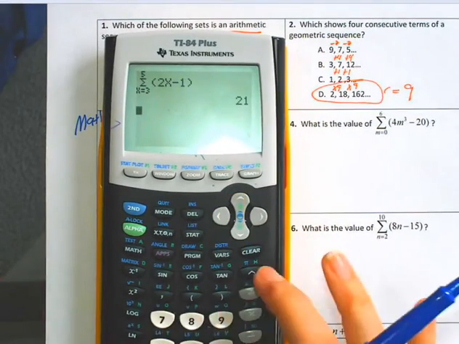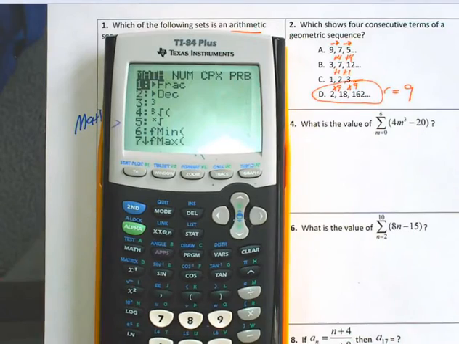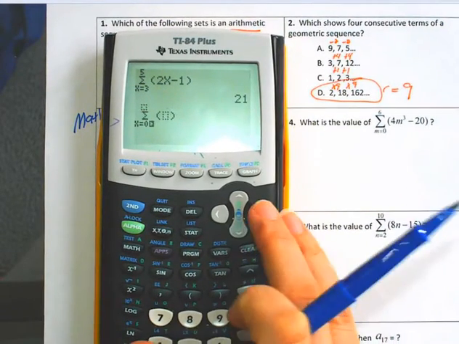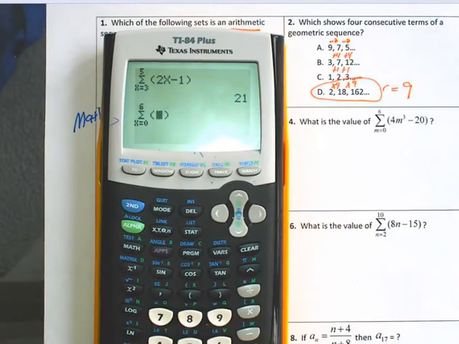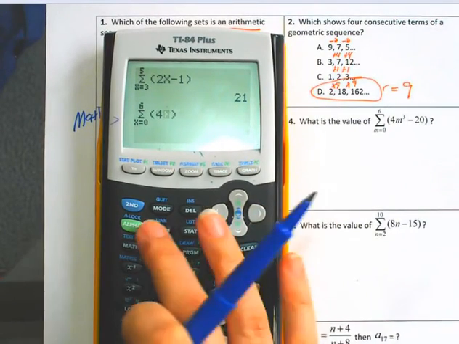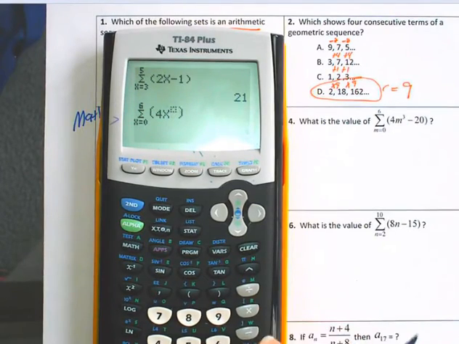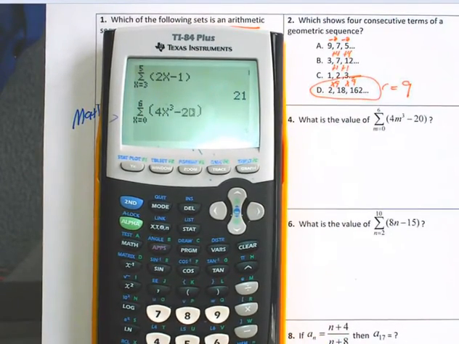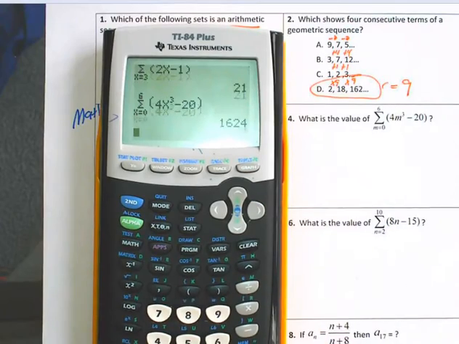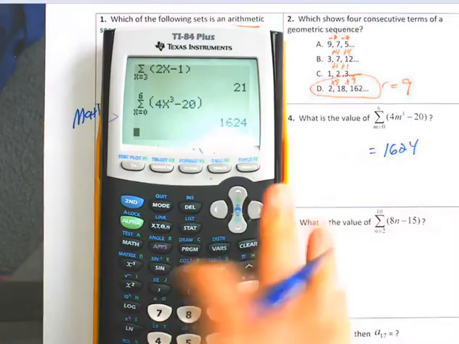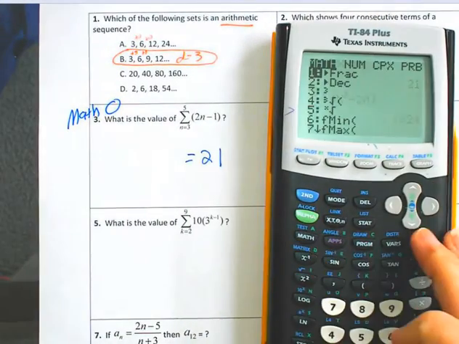All right, let's do another one, math 0. Again, I'm just going to continue to use x, arrow over to 6, arrow over, 3x to the power of 3, so I'm going to use the caret, arrow over, minus 20. That gives me 1624. Keep going, same thing each time.